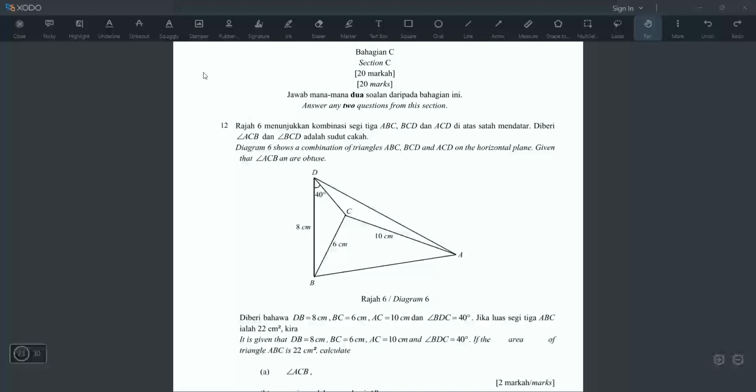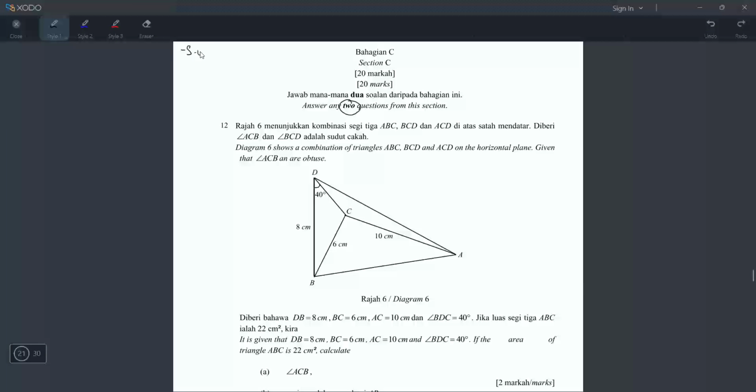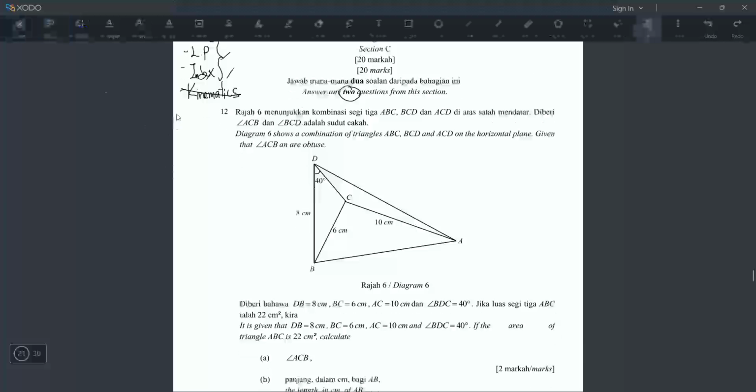Section C, let's continue. In section C, they want us to answer only 2 questions, but I will answer 3 of the questions. Because in section C, they will always ask solution of triangle, linear programming, index number, and also kinematics. But I will not do the kinematics soalan, I will only do these 3. Of course, in exam you only choose 2. But for this video, I will only do these 3. Okay, let's continue.